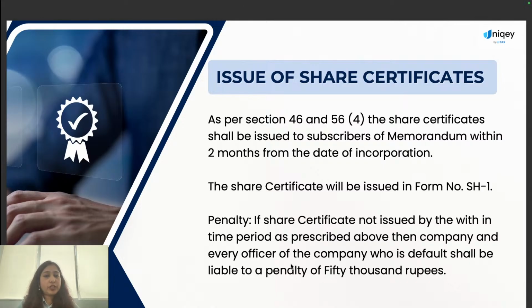Issue of share certificates is also an important part. The share certificates are required to be issued within a period of 60 days, that is 2 months, from the date of incorporation. The share certificate will be issued in Form SH-1. If the certificate is not issued within the prescribed time, then every officer of the company in default shall be liable to a penalty of rupees 50,000.